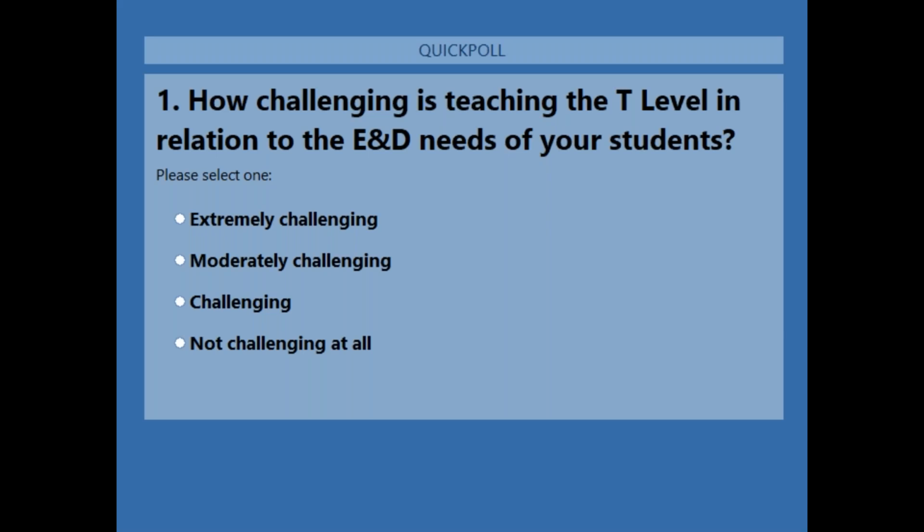Not all E&D support needs are visible or made known to us. So let's try and break this down in the session today and share some strategies and activities which would help us to meet equality needs and promote diversity in our teaching, learning and assessment practice.